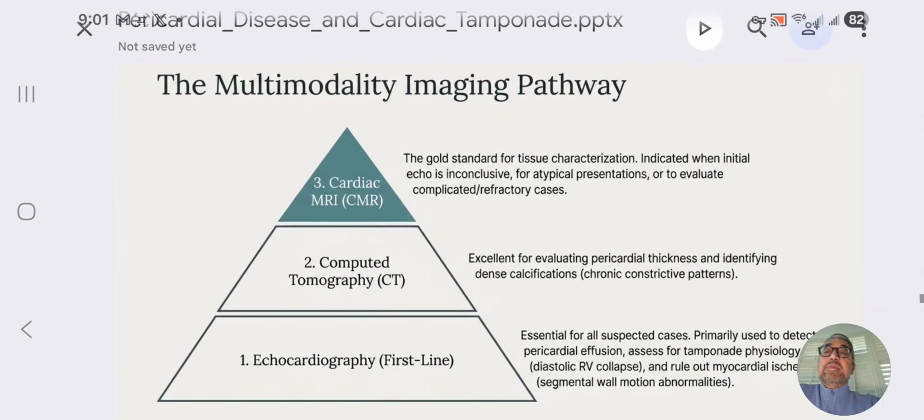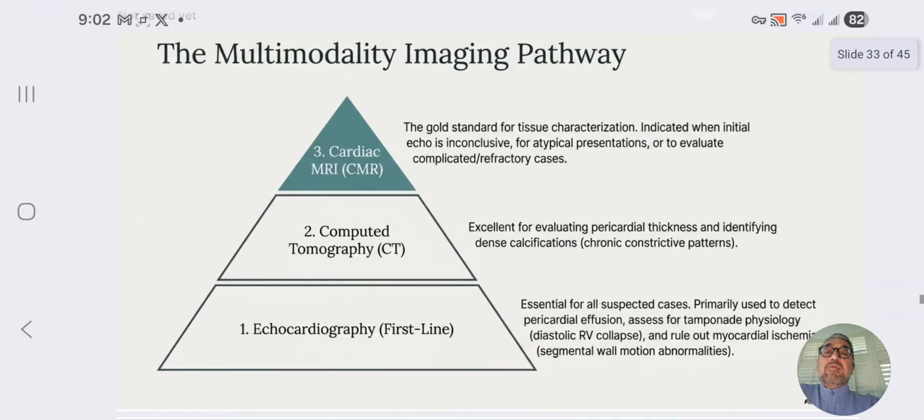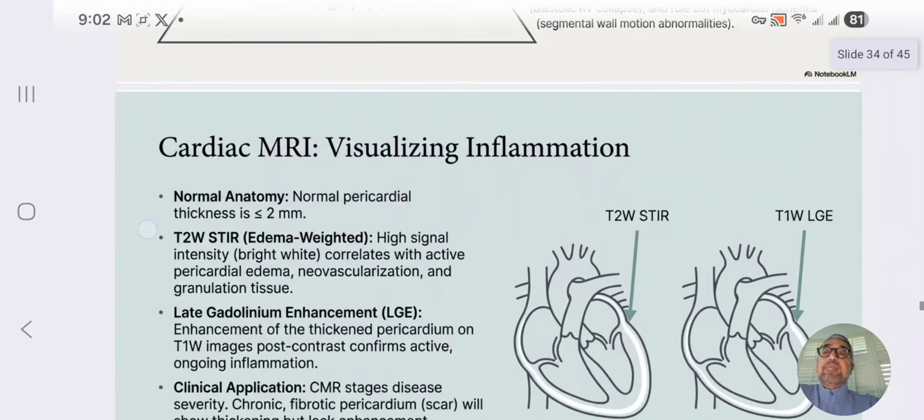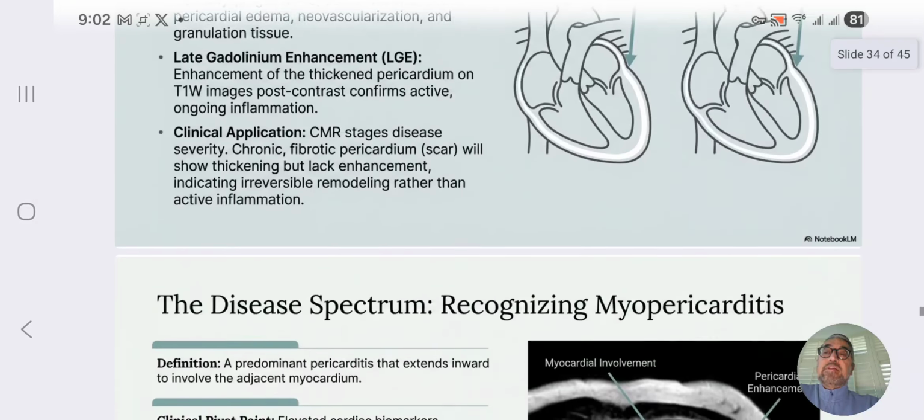There's a multimodality imaging pathway used. Commonly, almost everyone gets an echocardiogram, which may show pericardial fluid. You can assess for tamponade. You can look for diastolic RV collapse, rule out myocardial ischemia, absence of segmental wall motion abnormalities. CT scan is excellent for evaluating pericardial thickness. Cardiac MRI is the gold standard. Cardiac MRI shows the anatomy, shows edema, shows late gadolinium enhancement, which is a sign of inflammation.